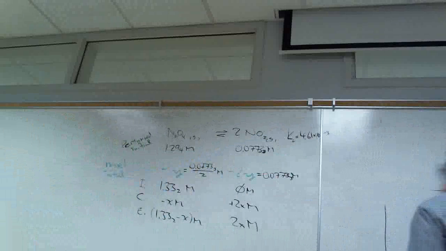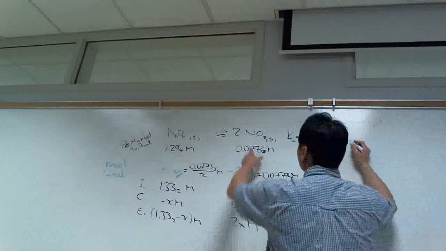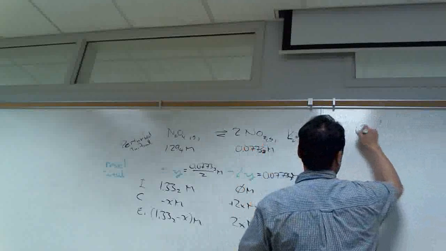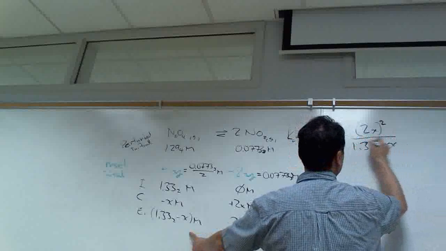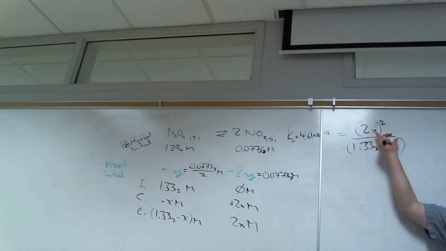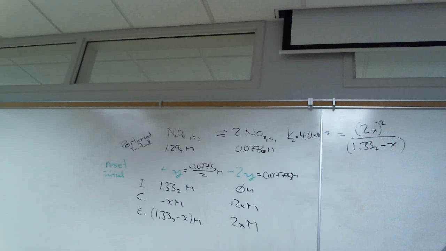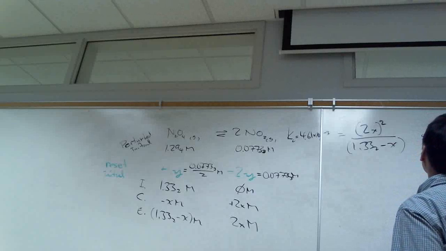So now let's plug this back into the Kc expression and see what we have. We have 2x quantity squared divided by 1.332 minus x. And so is the math a little bit easier? Yeah, it's a little bit easier. We don't have to square a binomial now, right? And that saves a little bit of time. One less binomial.